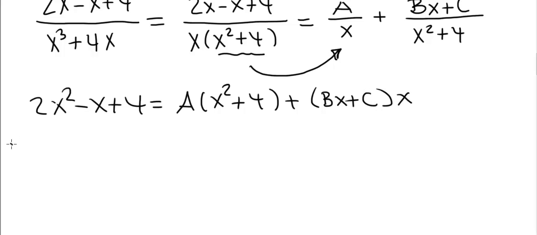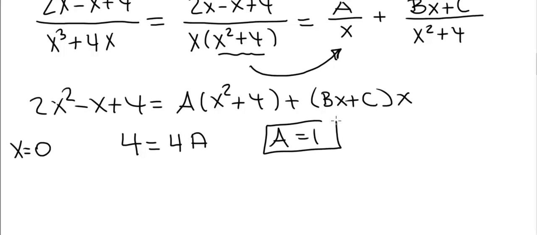Let's plug in 0 for x. On the left-hand side we have 4. On the right, the Bx plus C part will be 0 since it's multiplied by x. We have 4A, and that's easy enough. A must be 1.